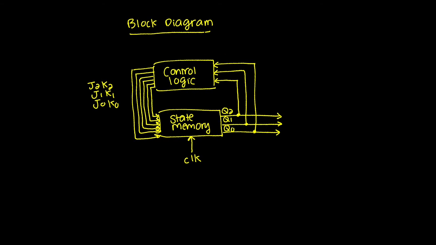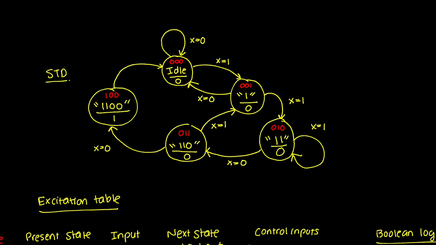Okay, but what am I missing? So I'm missing two things. I'm missing my input X, and I'm missing some output logic, which actually we haven't yet done. So let's do that now. Okay, so now I'm going to do my output logic truth table.